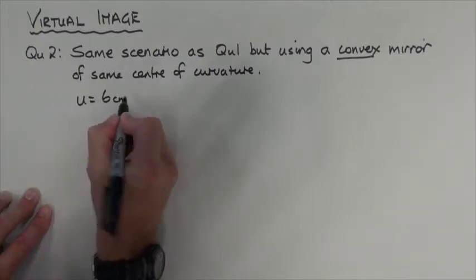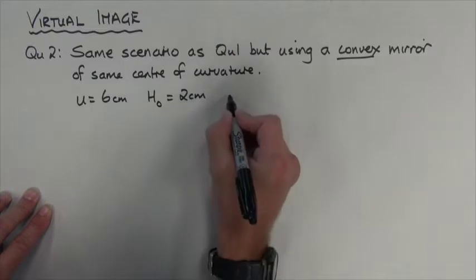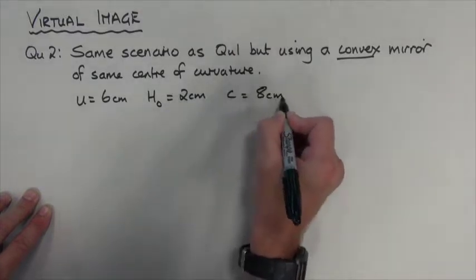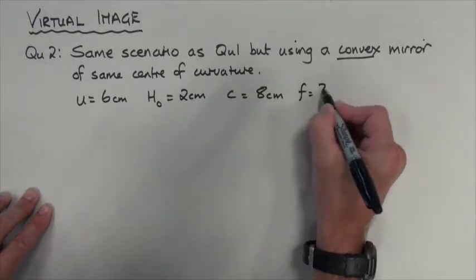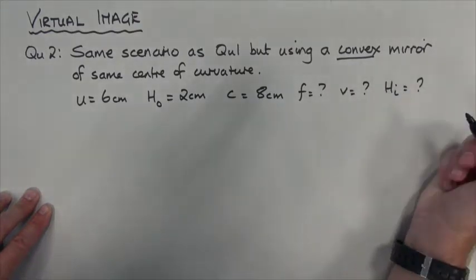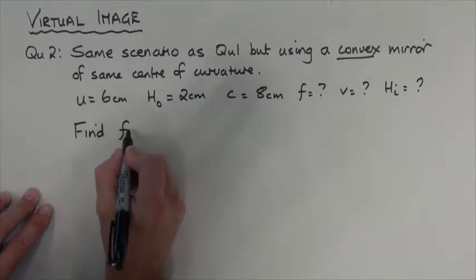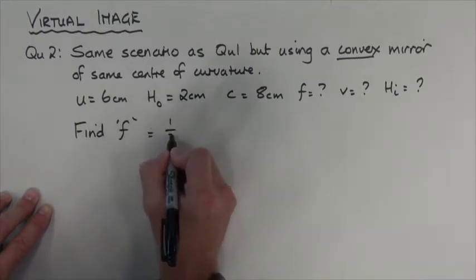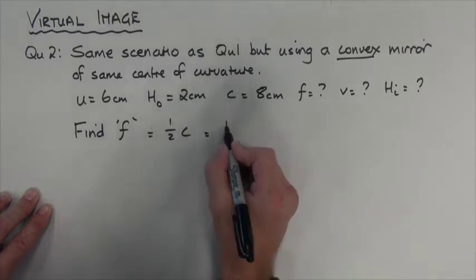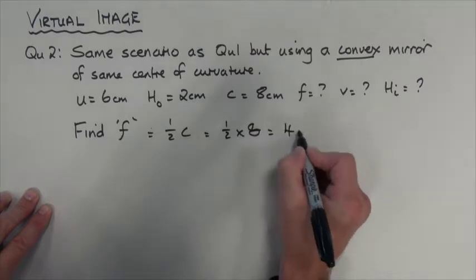From question 1, we knew that the distance of the object was 6 centimeters from the mirror. The height of the object was 2 centimeters. The center of curvature was 8 centimeters. And from this, we were to find the focal point, the distance of the image, and the height of the image. To find f, we remember that it's half the center of curvature. So half of 8 will be 4 centimeters.